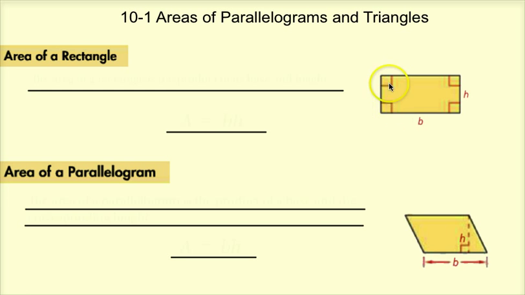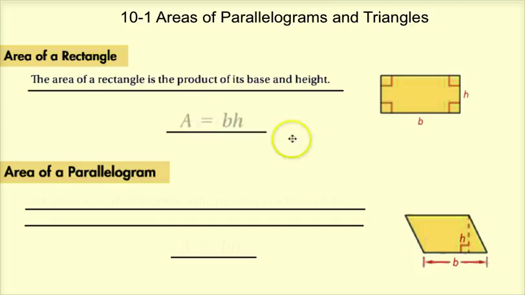So you know that a rectangle has all right angles, opposite sides are congruent and parallel. So the area of a rectangle is the product of its base and height. And product, of course, means to multiply. So all you're going to do is take the base and multiply it by the height.